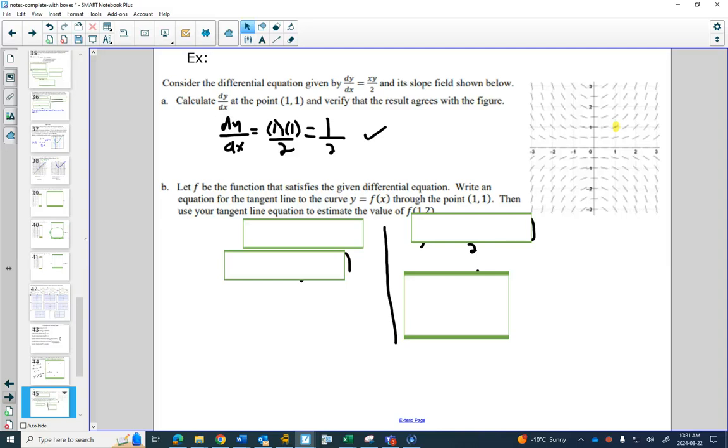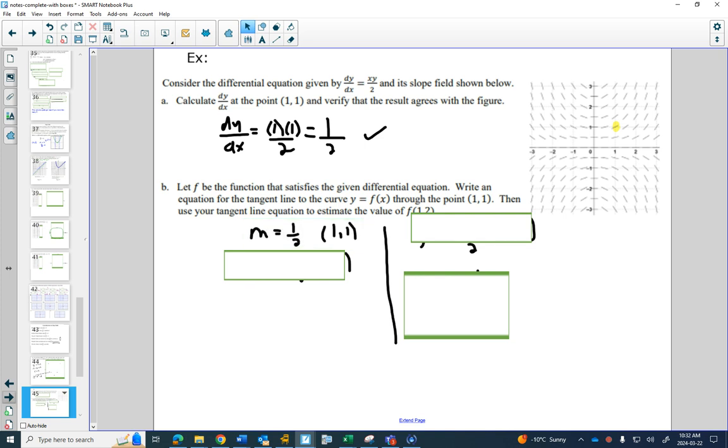So now f is the function that satisfies this differential equation, and we want to write an equation of a tangent line to this through the point 1, 1. Well, we've been doing equations of tangent lines for a long time. In order to write an equation of a tangent line, we need a point, which we have, and we need a slope. We could estimate it from our slope field, but since we have the equation, we've already figured out that our slope is 1/2.